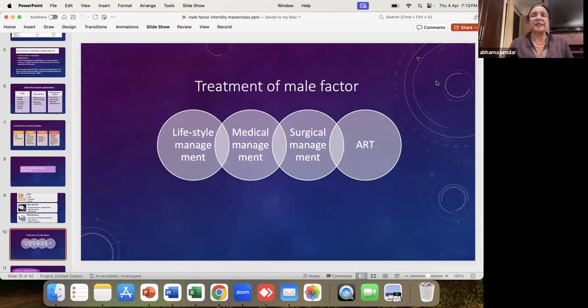So treatment of male factor again falls in these 4 groups. Lifestyle management is very important. If he's a smoker, stop. Alcoholism, stop. If he's sitting on very heated vehicles and driving a car always, that has to stop. Taking saunas, overweight. So, lifestyle management is very important. Medical management is the second, where you use medicines. Surgical management is the third, and ART is eventually the most important management today for male factor infertility.